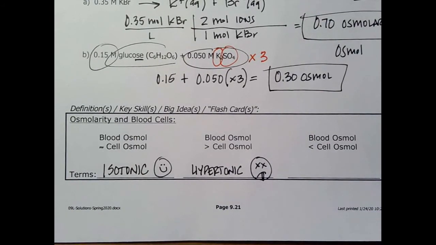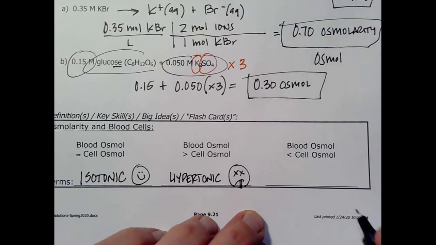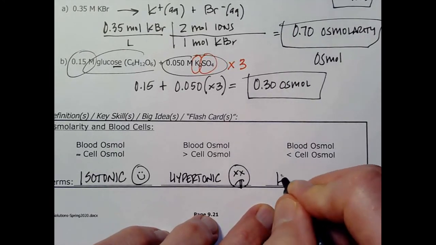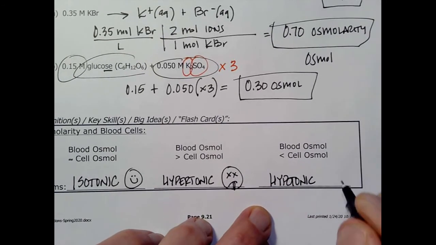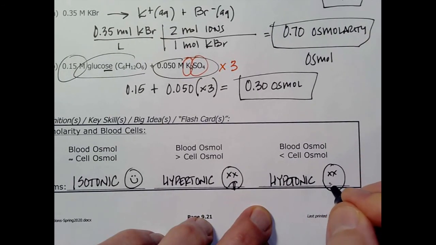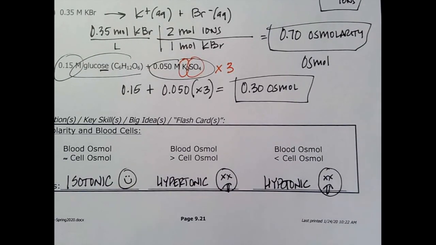It can be destructive. If the osmolarity of the blood around the blood cells is less than what the osmolarity is inside the blood cells, we say that's hypotonic. Again, it's not good for the blood cells. And we're going to talk about that the next three pages in lectures. We're going to talk about properties of solutions.